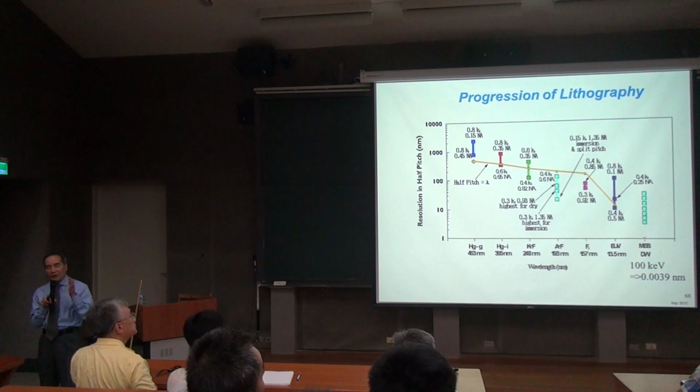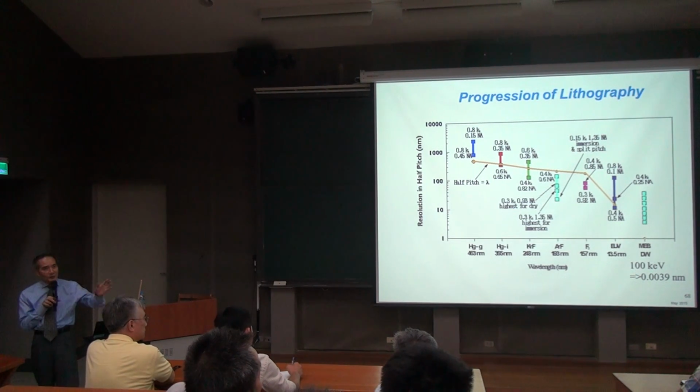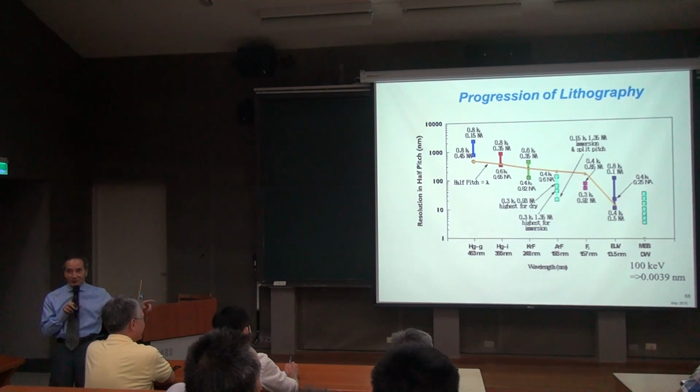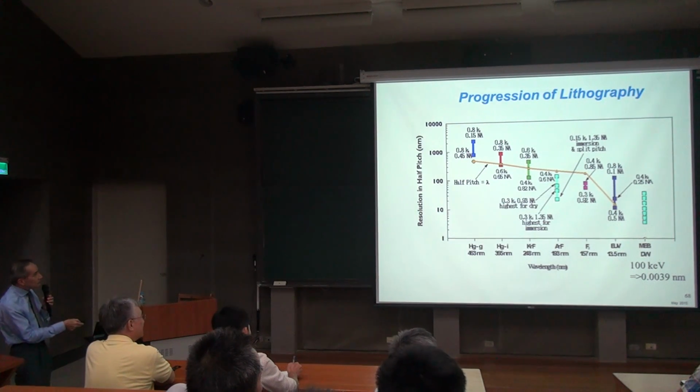Now we are doing more than double patterning. We're doing triple patterning, we're doing quadruple patterning. So therefore, your K1 equal to 0.3 is now 0.075. All right.